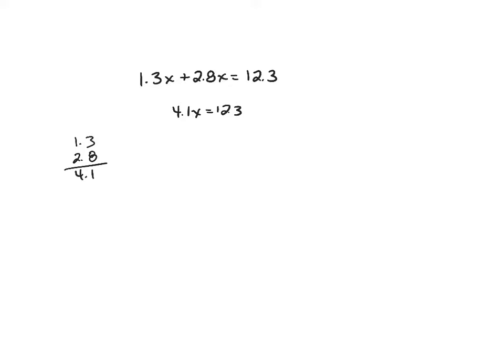I'm going to do the same thing as if that was a whole number. I'm just going to divide both sides by that 4.1. The 4.1x over 4.1, the 4.1's cancel out, I'm left with x. And then if you go through and divide 12.3 divided by 4.1, you are going to see that you have an answer of 3 for your final answer.